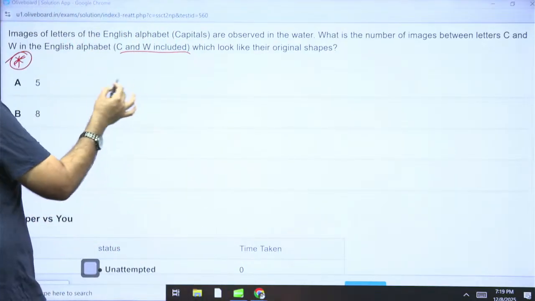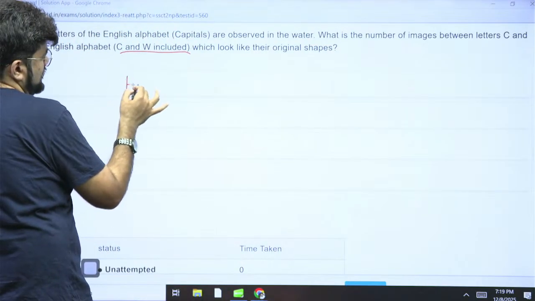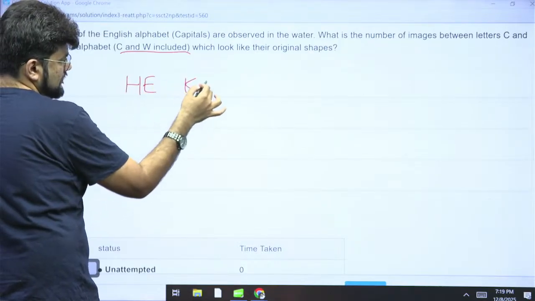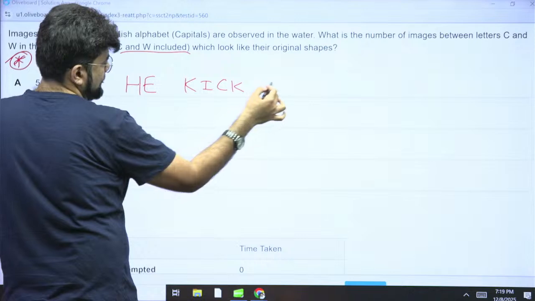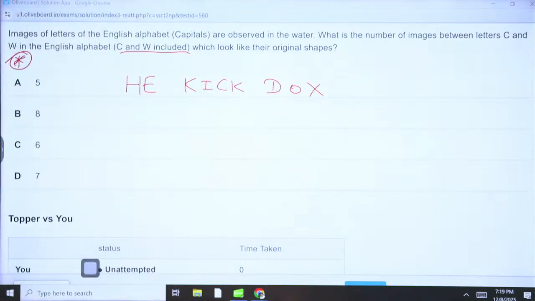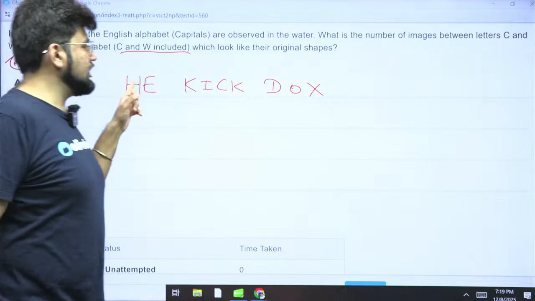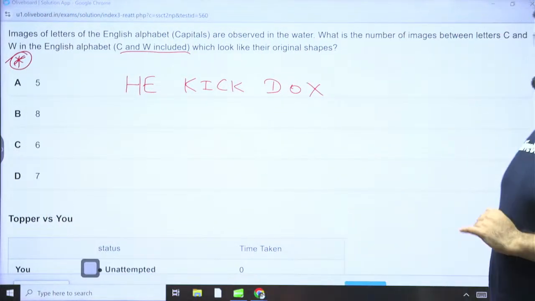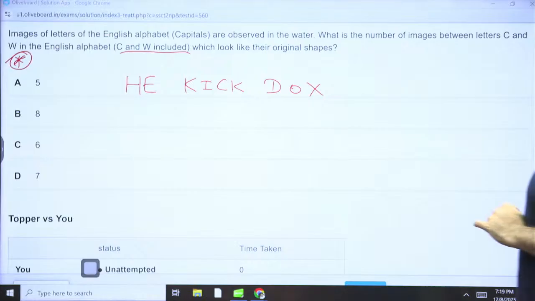Now there is a very common mnemonic for it. He, kick, docks. If I write this, all the letters which are involved here, their water images are going to be the same.